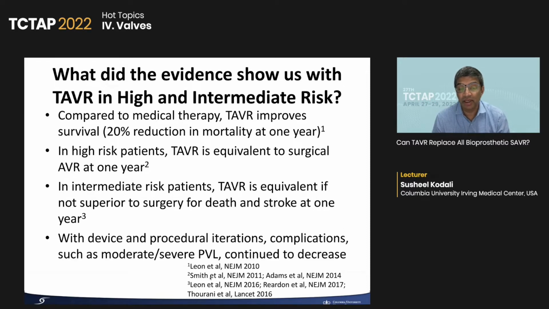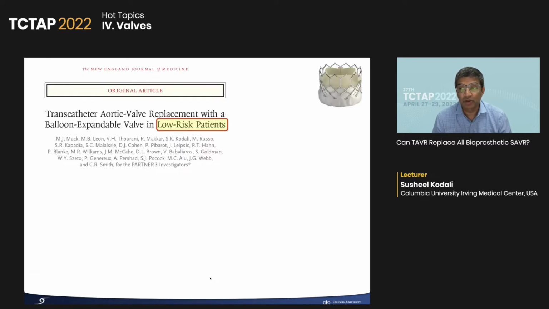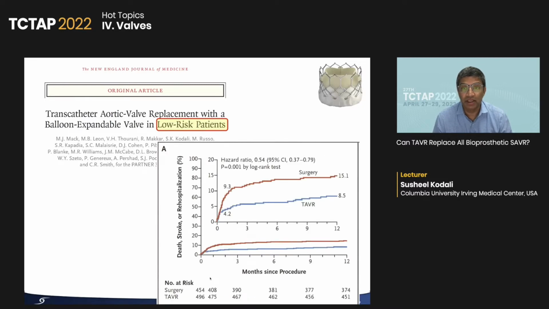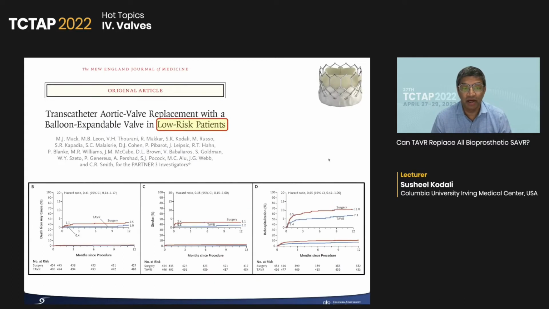What we do know is that over the years, with procedural iterations and device modifications, complications such as vascular complications, PVL, and stroke all continue to decrease. The most recent large, robust data set is in low-risk patients, and this is with the Edwards SAPIEN 3. The 1-year endpoint for death, stroke, or rehospitalization showed TAVR had a significantly lower rate at 1 year compared to surgical AVR. Even when you look at the individual endpoints, death, stroke, or rehospitalization, they were all lower with TAVR than surgery, at least at 1 year.